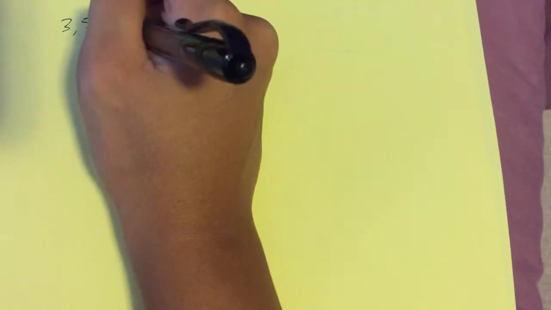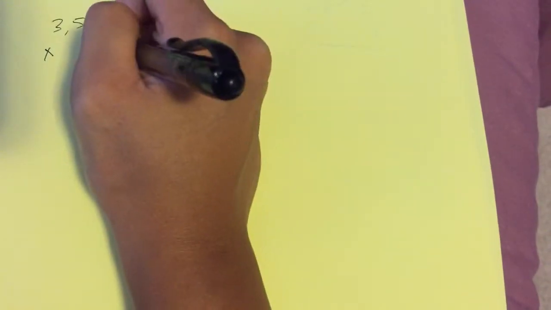Before continuing on with the Go Math practice book, I want to take a little bit of time to review multi-digit multiplication. Multi-digit multiplication is when you have more than one digit and we're multiplying. So let's take the number 3,527 and multiply it by the number 69.